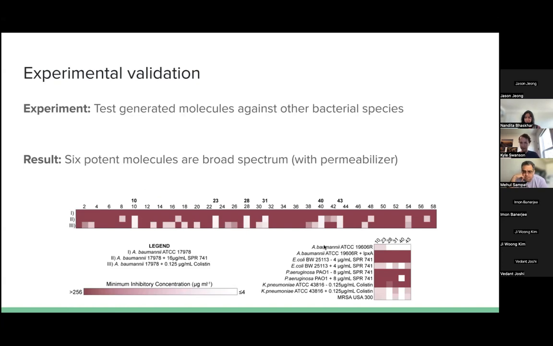So just to go through quickly, we tested them against Acinetobacter. We also tried E. coli, Pseudomonas, Klebsiella, and Staph aureus. And in each of those cases, generally, if you include the permeabilizer, then you do have activity. Pseudomonas is a little more challenging. Only 1 molecule worked there, but at least across some of the other species, we were able to see activity.